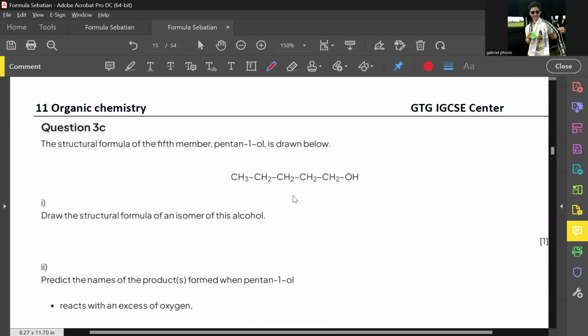This is the structural formula of the fifth member, pentan-1-ol, drawn and so on. Draw the structural formula of an isomer of this alcohol. Good, I want to walk around and see. Everyone, draw this for me, show me your answer. Better start thinking now for those who have not done it. What's the difference? This is first and foremost not propanol.